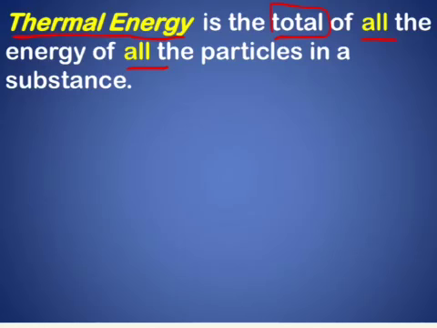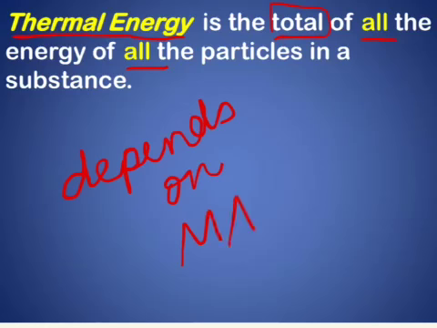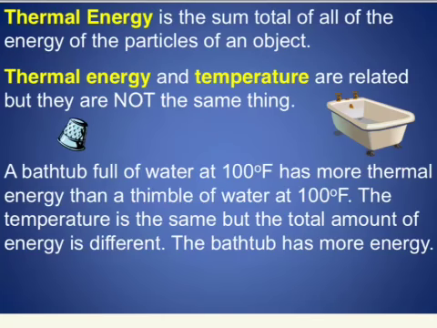So, of course, thermal energy is going to depend on, you guessed it, mass. The more you have, the more you have. The greater the mass, the more the thermal energy. So thermal energy is the sum total of all the energy of all the particles in an object. Thermal energy and temperature are related, but remember, they are not the same thing. Temperature is the average, and thermal energy is the total.